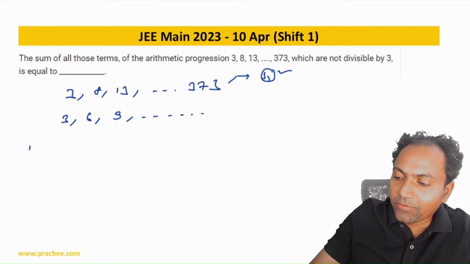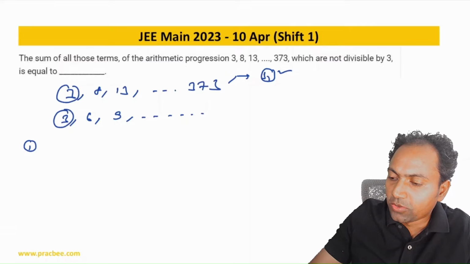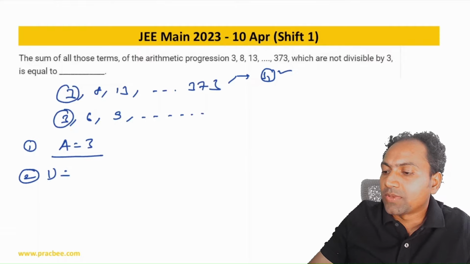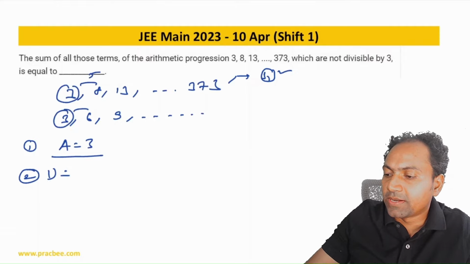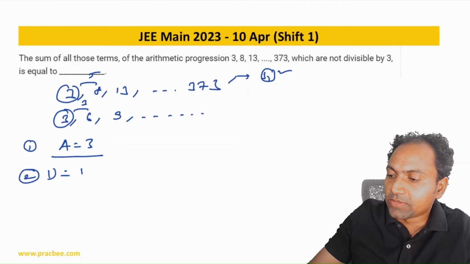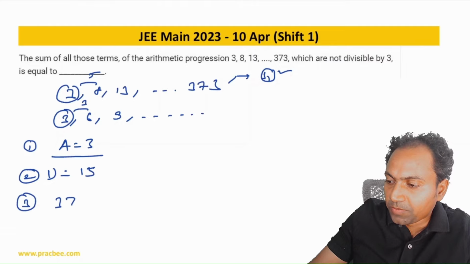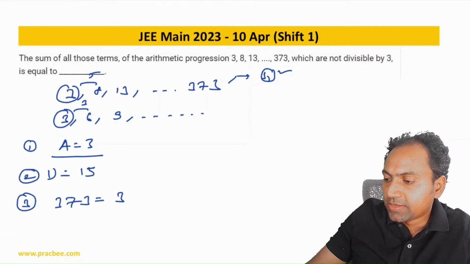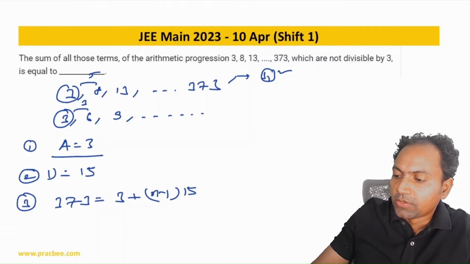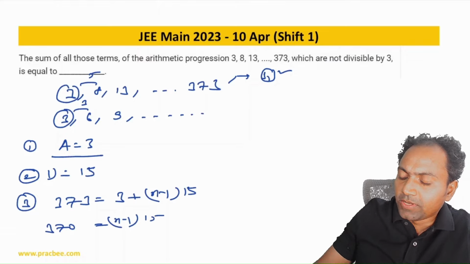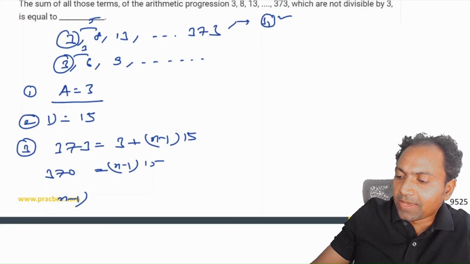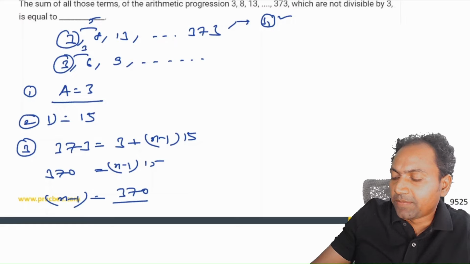So for that, we will have to find our first common term, that comes out to be 3 only. So A is sorted. Second, we'll find the value of D. Here the common difference is 5, and here it is 3, so my D becomes 15. Third, if I want to find the total number of terms, it can be found as 373 equal to 3, that is A, plus n minus 1 into 15. If I subtract, this becomes 370 equal to n minus 1 into D 15. And if I simplify, my n minus 1 comes out to be 370 by 15.